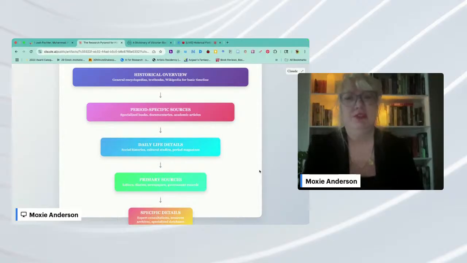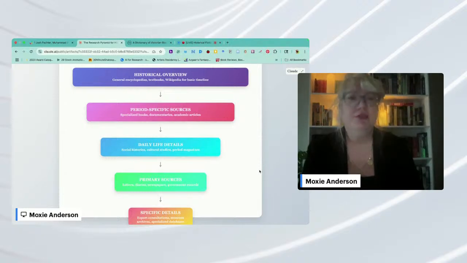From there, you may want to start looking at period-specific sources. So these can be things like specialized books that are writing about the era, documentaries, and academic articles on the era that you're writing about. Another really fun thing to do is to look at daily life details, social histories, cultural studies, magazines, if it's during the print era, things people were interested in reading about. From there, you can look at primary sources as well. These would be things like letters, diaries, records, government records from that period.